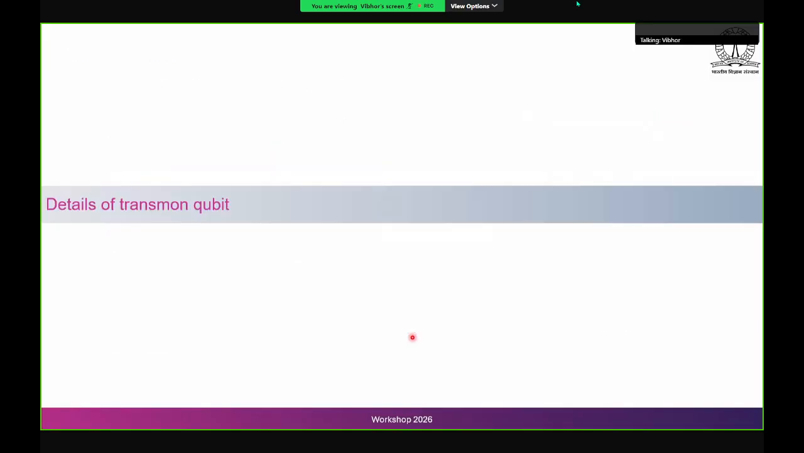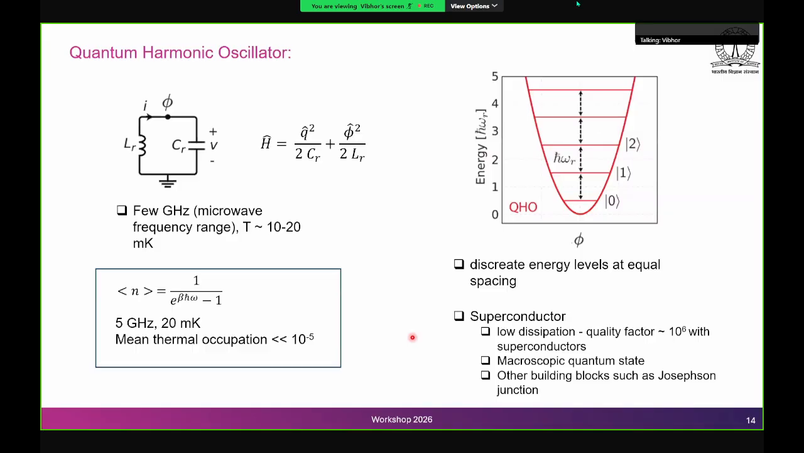Okay, so let's come to the details of this transmon qubit. Before we understand this, there's an important concept that we can learn, which is about the quantum harmonic oscillator. Think of an ordinary circuit made of an inductor and capacitor. It doesn't have any resistance, which you can achieve if the circuit is made, for example, with a superconductor. The resistance could be so small that you can ignore it for all practical purposes. So this is an oscillator which is linear.